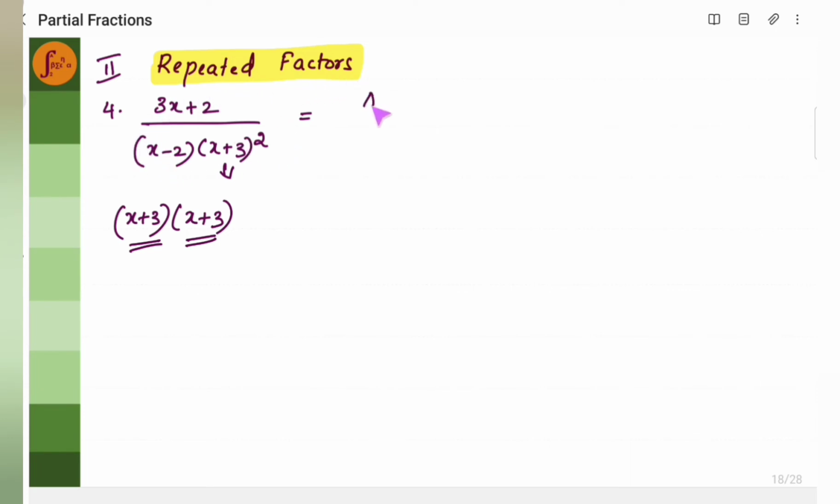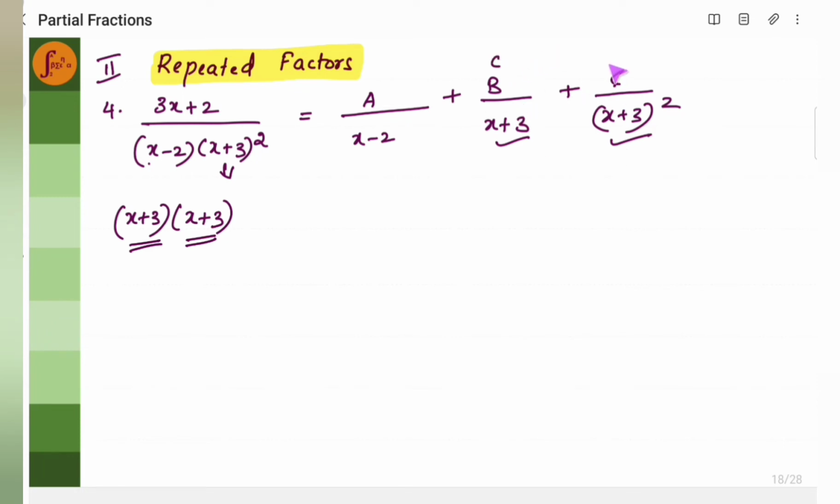Here, how we should split is, we will first take A with x minus 2. Then we'll take B with x plus 3, and then we'll take C with x plus 3 the whole square. So once with x plus 3 and second time with x plus 3 the whole square. This is how we'll have to split. You can interchange this, you can have C here and B here. That doesn't matter. What matters in the denominator? One denominator should be x plus 3, the other denominator should be x plus 3 the whole square.